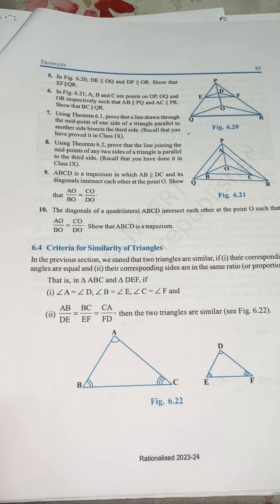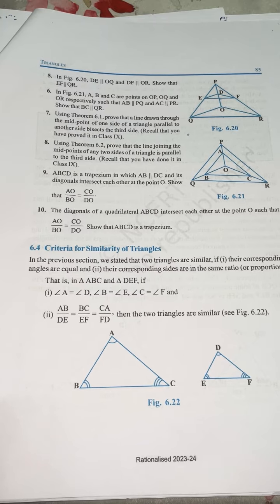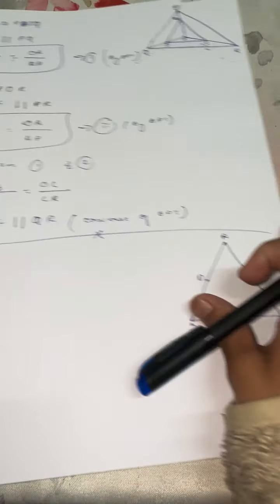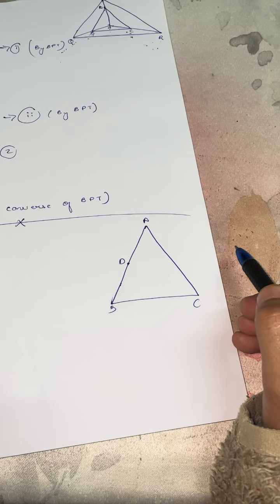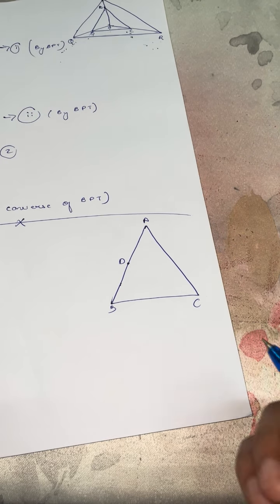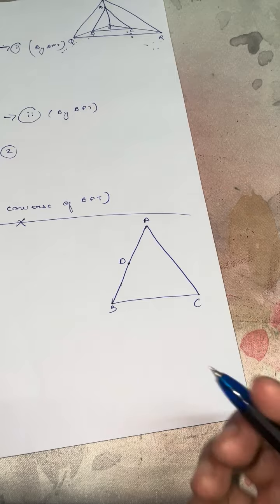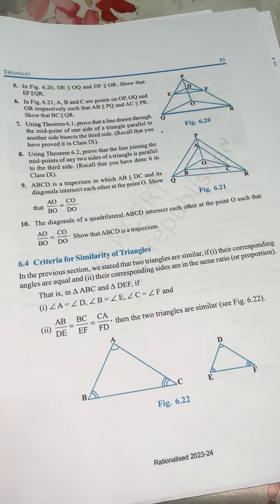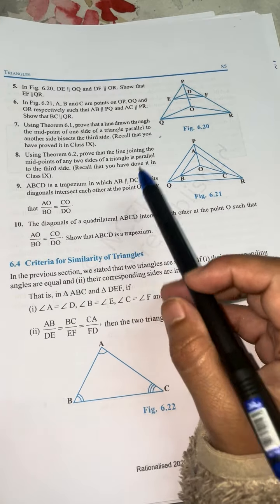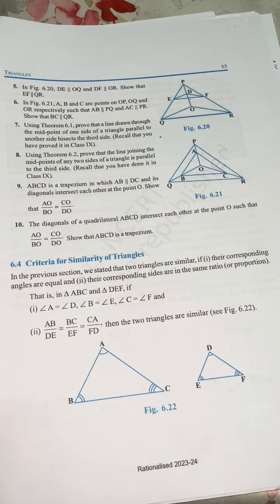To another side. Parallel to another side. What does that mean? Let's say I draw a line DE parallel to BC. Prove that a line parallel to another side bisects the third side.